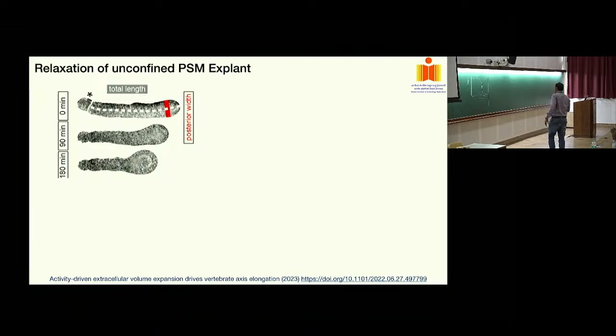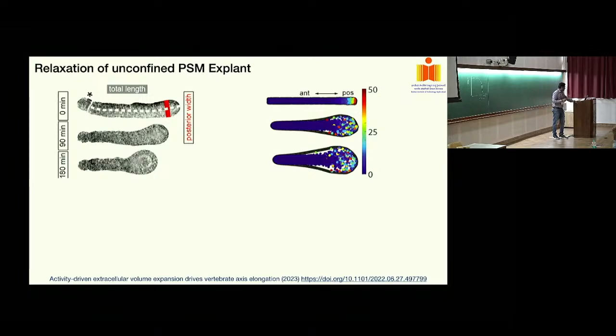Okay, if we do the same thing with our simulation, just by bringing in the motility gradient, we observe something similar. So you again start from a PSM of this size. The color bar shows the motility value. So red means highly motile, blue means close to zero.